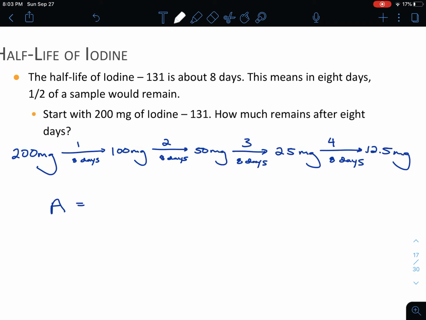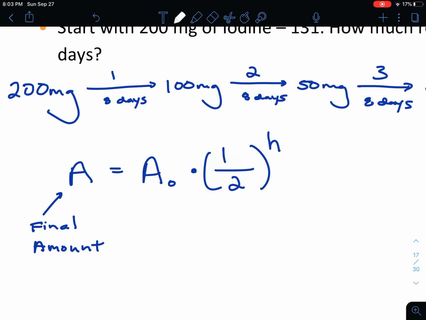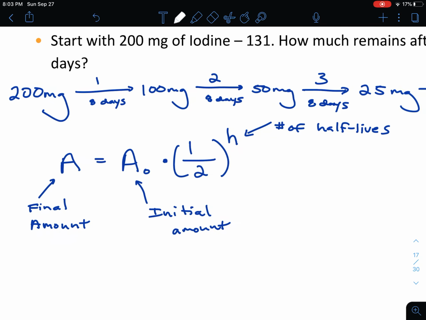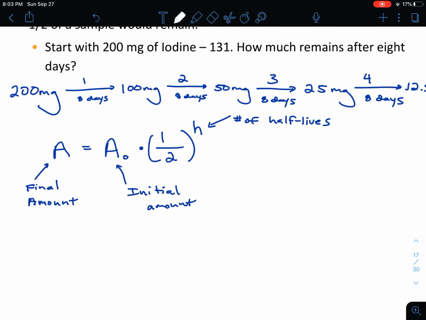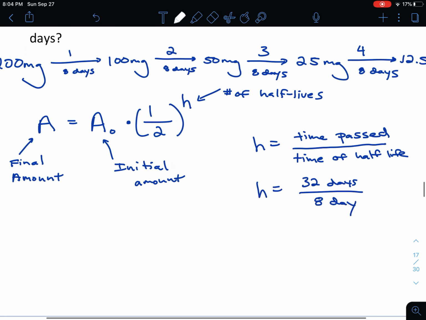Or we can utilize a formula, which we all love. A equals A naught times 1/2 to the power of H. What in the world are these things? A is the final amount, A naught is the initial amount, and then 1/2 to the H, that H is the number of half-lives. So how can you figure out the number of half-lives? Well, H is the time passed divided by the time of each half-life. For our example, where instead of 8 days we said 32, you would have 32 days, the time passed, divided by 8 days per half-life, so you would have 4 half-lives.